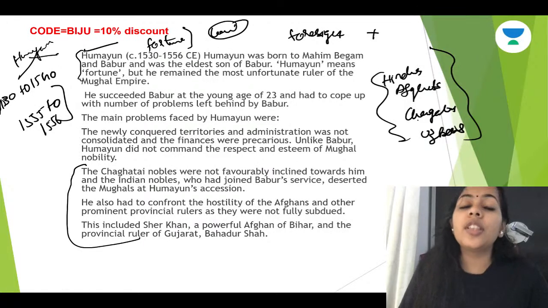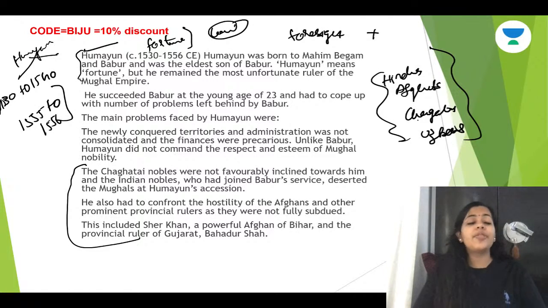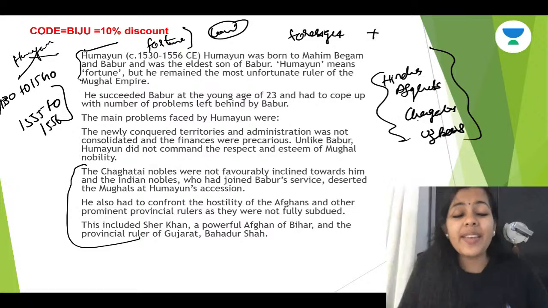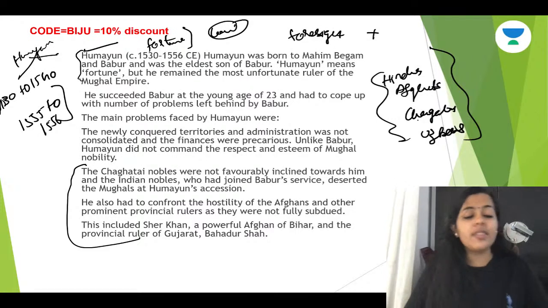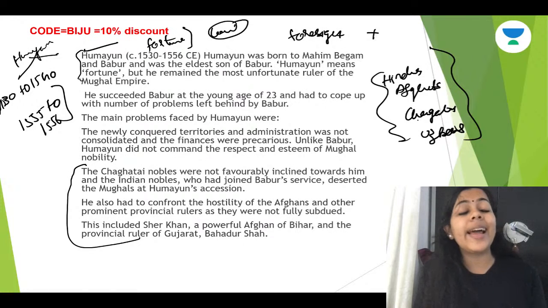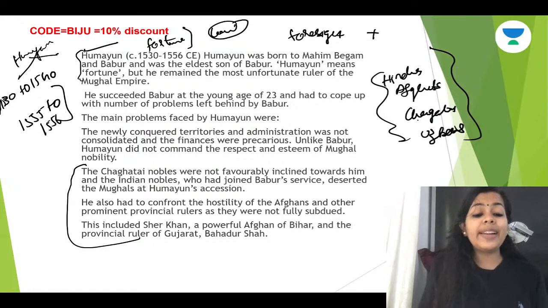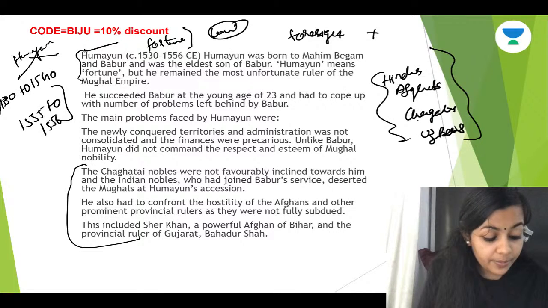The other problem was with Babur. Babur got enormous wealth, already from the Lodhi dynasty and all. Other things he took from Delhi and Agra. What did he do? Babur spent it lavishly and gave it to many people. Okay.